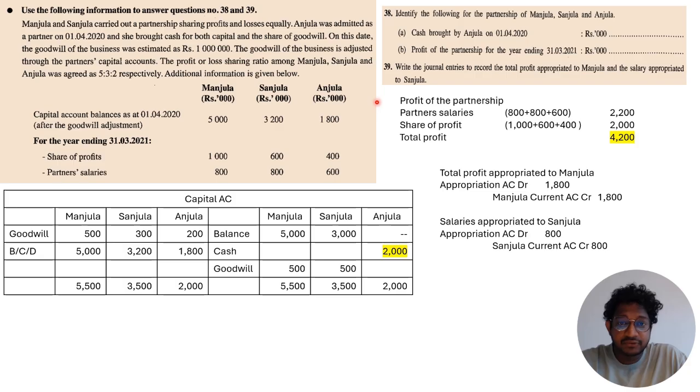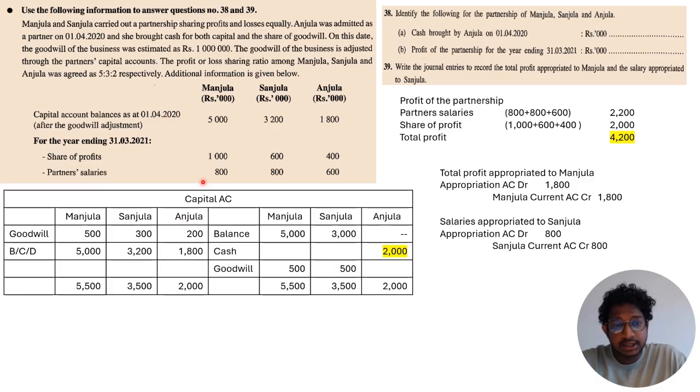So first of all, you have to find out the cash brought by Anjula. So you have to prepare the capital account. The closing balances are given after adjusting the goodwill. So Manjula 5,000, Sanjula 3,200, and Anjula 1,800, right?